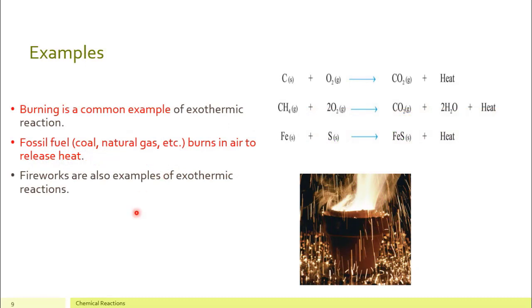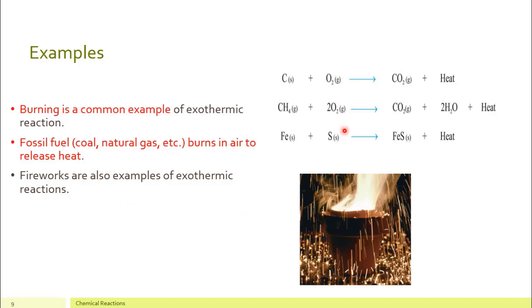Burning is a very common example of exothermic reaction. Burning of fuel, burning of carbon, methane, or any other substance. Burning is a common example of exothermic reaction. Similarly, fossil fuels like coal, natural gas, they all burn in air to release heat. And fireworks are also the examples of exothermic reaction.